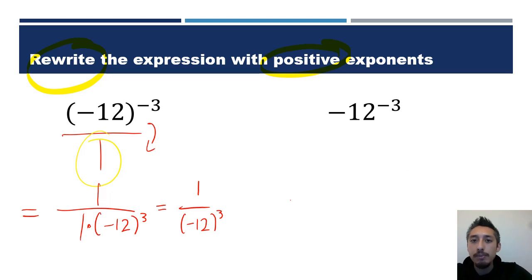Let's do the next example now. We're going to start off by making this into a fraction. So we have negative 12 to the power of negative 3 over 1. And again, we're trying to make that negative exponent into a positive exponent.